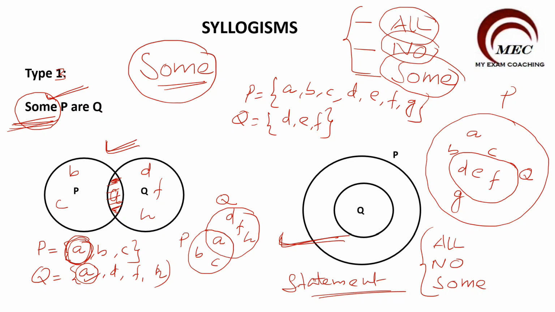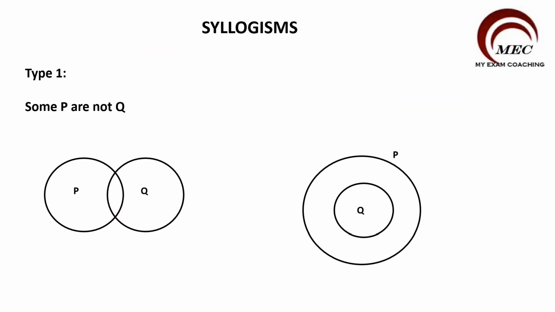Understand it very clearly. First we will read the statement and see which word is used out of all, no, and some. Accordingly, you have to draw the Venn diagram. After drawing the Venn diagram, we will see how to solve the syllogism and which of the given conclusions is correct. Accordingly, we will mark the correct answer. So let me go to some of the questions for your practice.